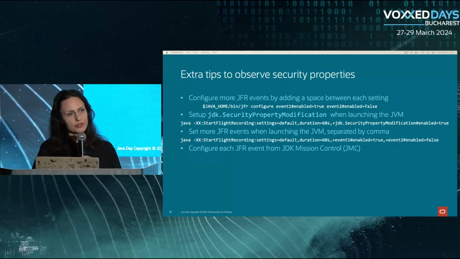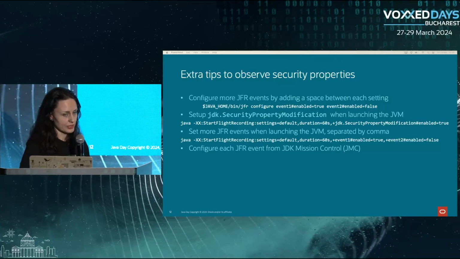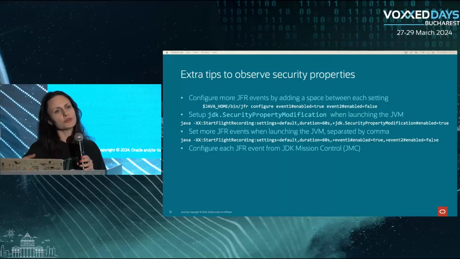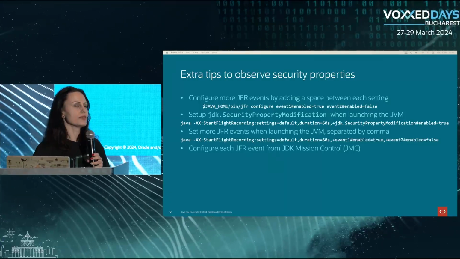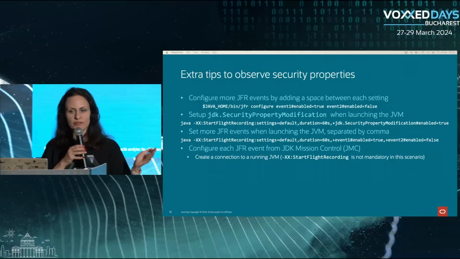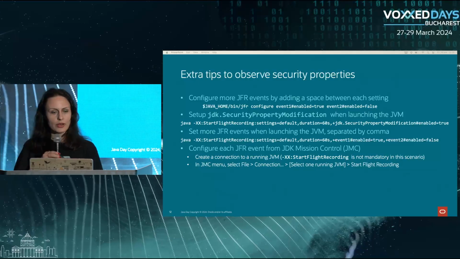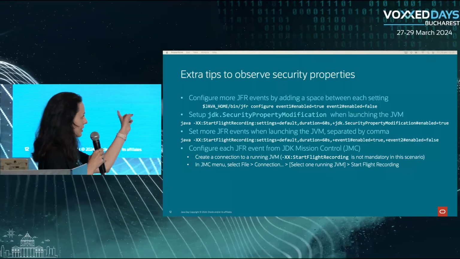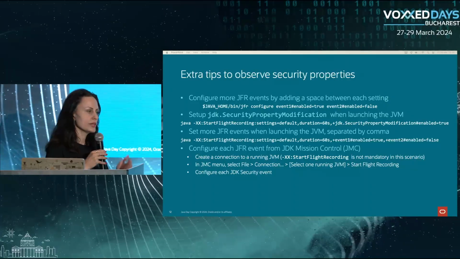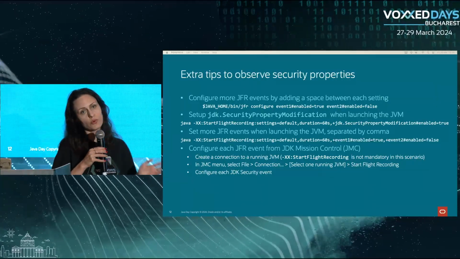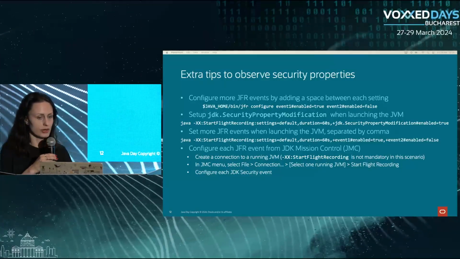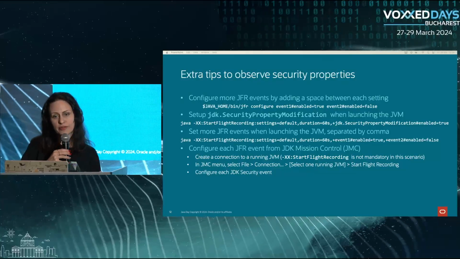Or you can configure each JFR event within JDK Mission Control. JDK Mission Control has a very nice interface, so it's easier to deal with the templates that are there and configure your events from there, for example. So you can create a connection to a running JVM. You can also go in the JMC menu. That's how you get there. Start flight recording. And you can configure each security event or each JFR event that you want to have enabled. Of course, which threshold you want for that specific event and so on. So you can catch it and observe it throughout time.